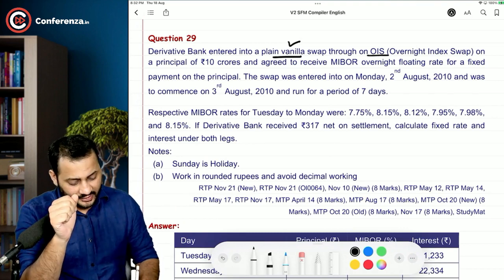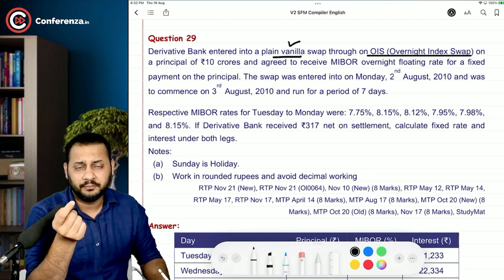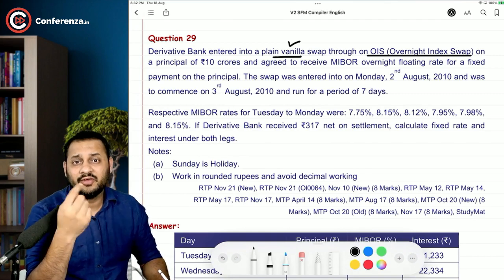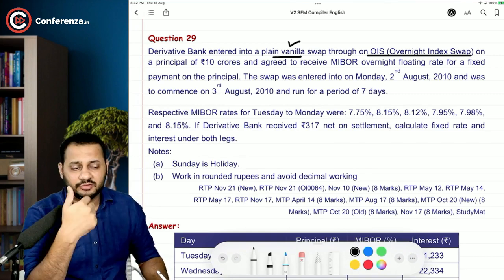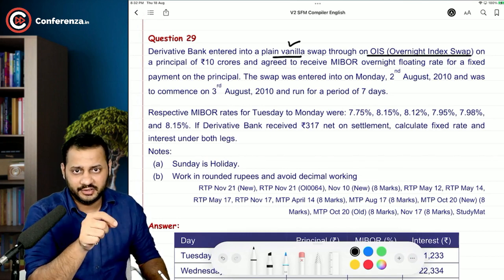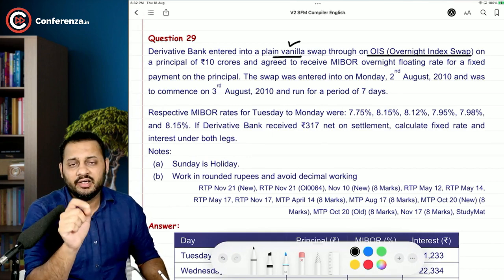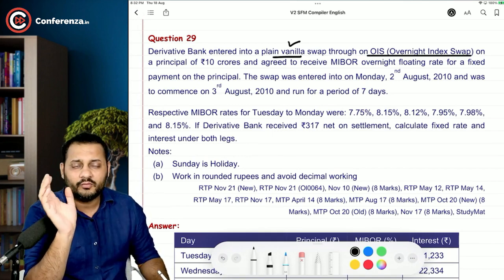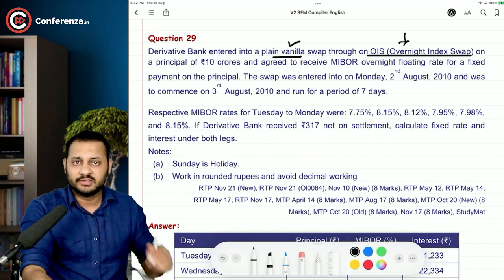Through an overnight index swap. OIS is a method of swapping, frequency of swapping. Every day's calculation will be made and swapped with each other. So every day's interest rate, or we can say floating rate, will be considered, and every day we are going to calculate interest payable and receivable. Overnight itself means one day.